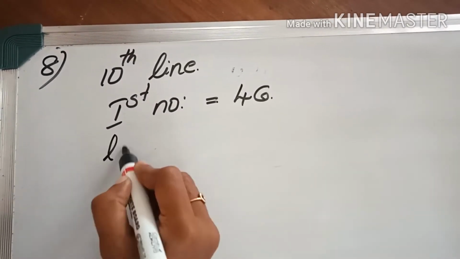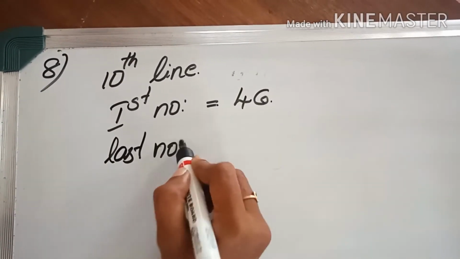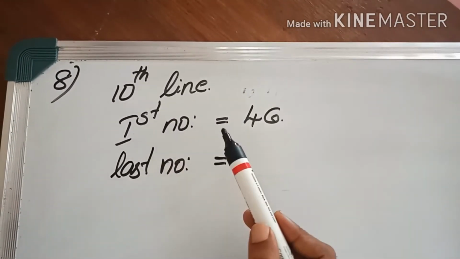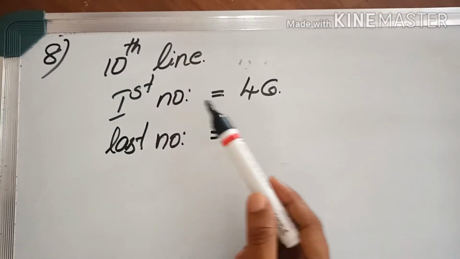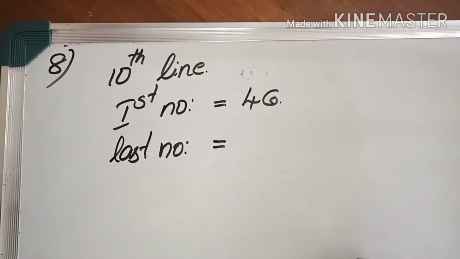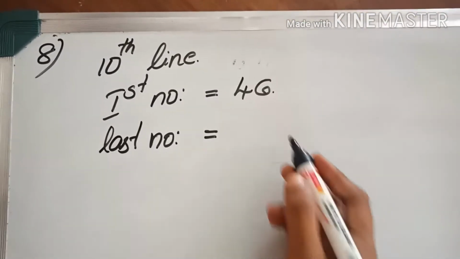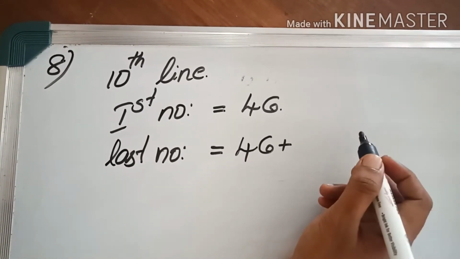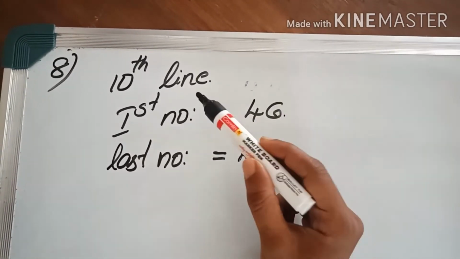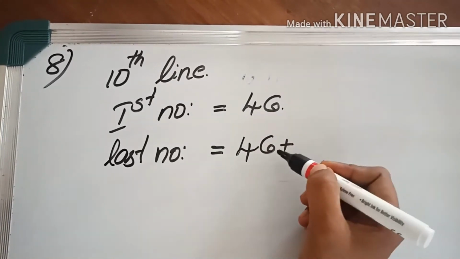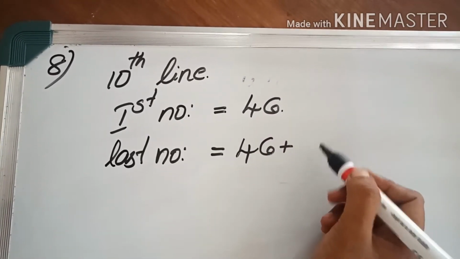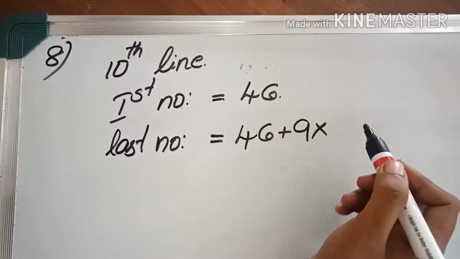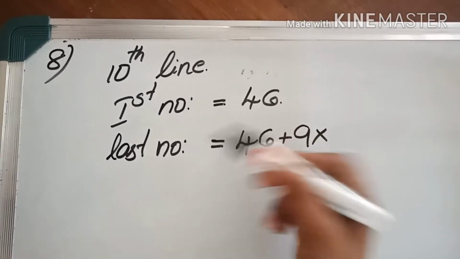Now the last number we have to find, the last number of the 10th line. We know a total of 10 numbers will be there in the 10th line. So in order to get the last number, how many times do we have to add the common difference? This first number plus the 10th position's number of the 10th line, that is the last number. So from the first number we have to add the common difference 9 times.